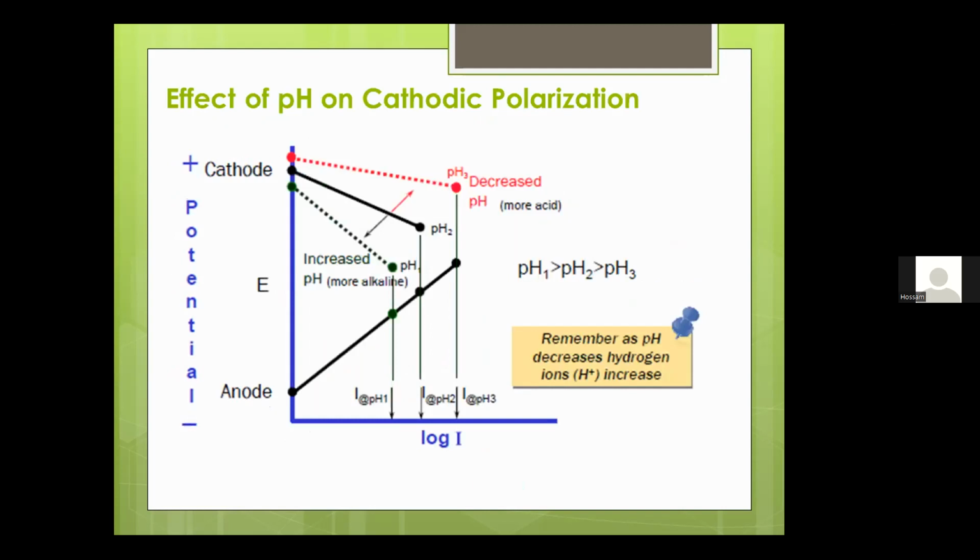The effect of pH on cathodic polarization. As the pH decreases and the electrolyte becomes more acidic, the polarization decreases and the corrosion current increases. And as the pH increases and the electrolyte becomes more alkaline, the polarization will increase and the corrosion current will decrease.